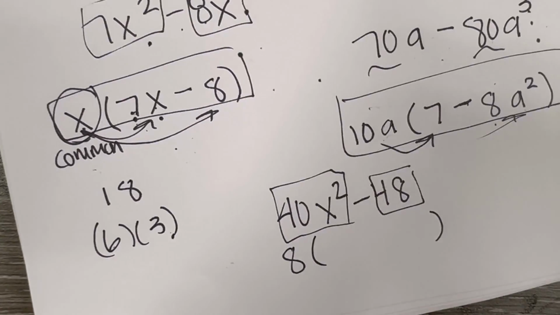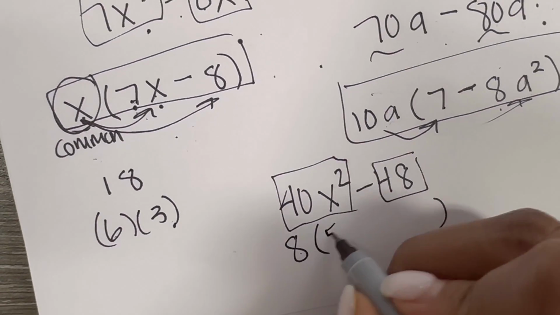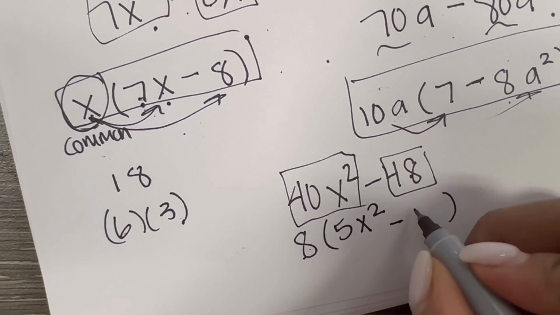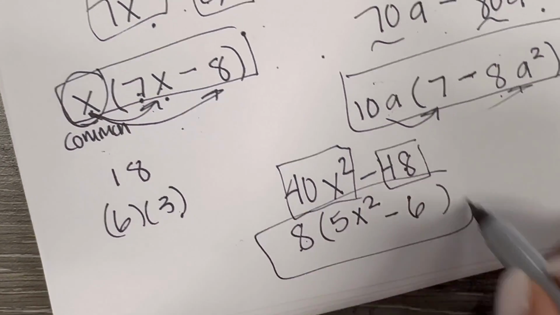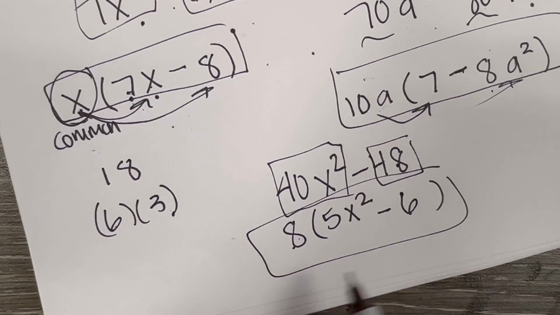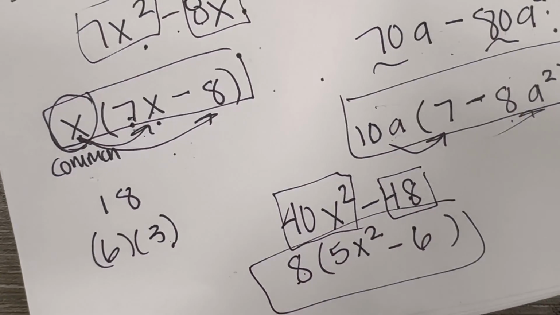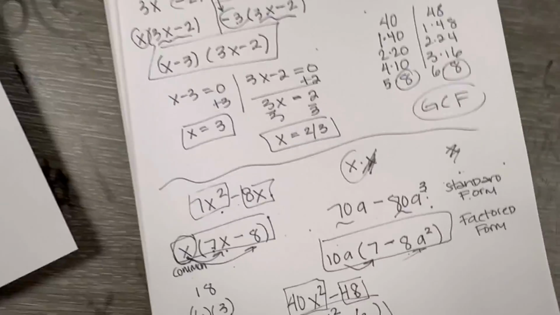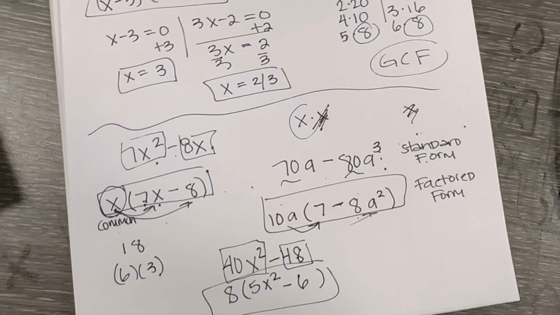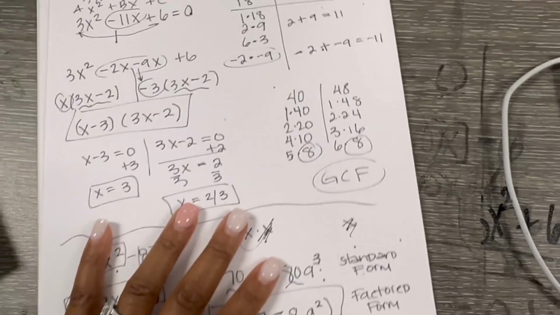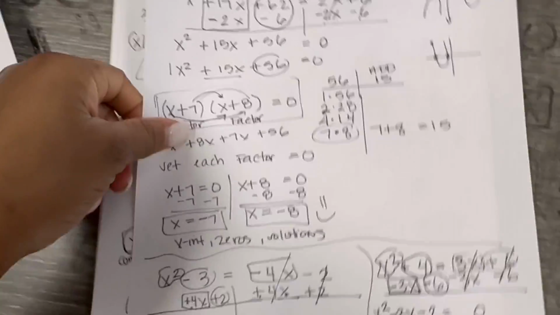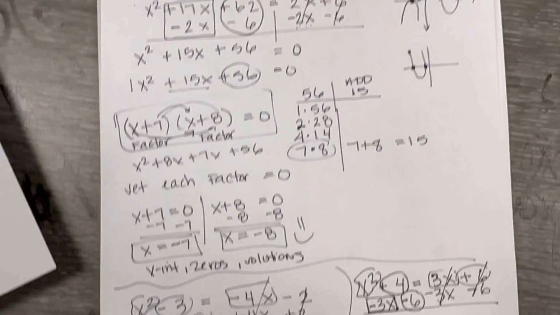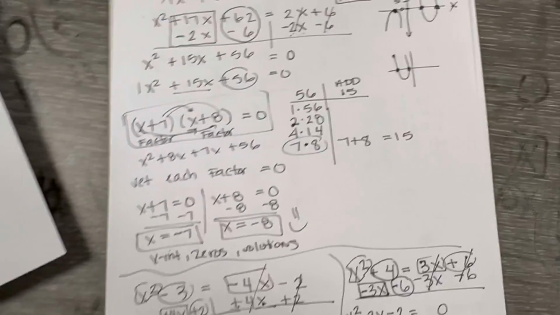What's left? 8 goes into 40 5 times. The x squared stays inside. 8 goes into 48 6 times. That's the factorization of 40x squared minus 48. It's 8 times 5x squared minus 6. All right, so that's how you factor out GCFs, and that's how you solve quadratics by factoring. That was a lot, I know, but you can do it.